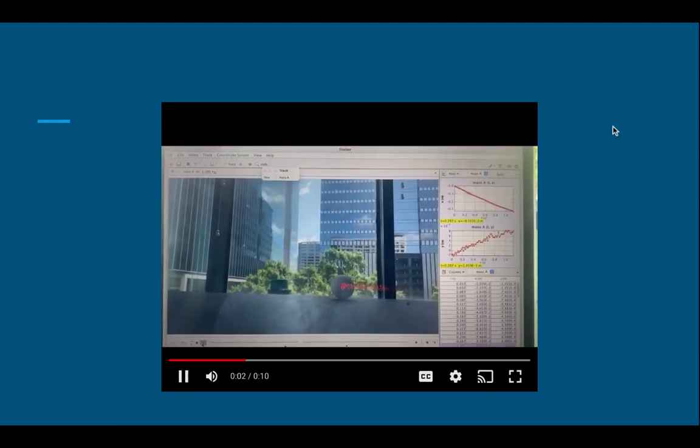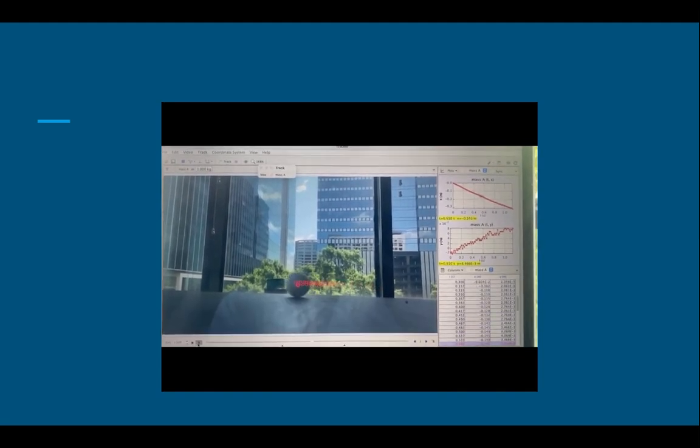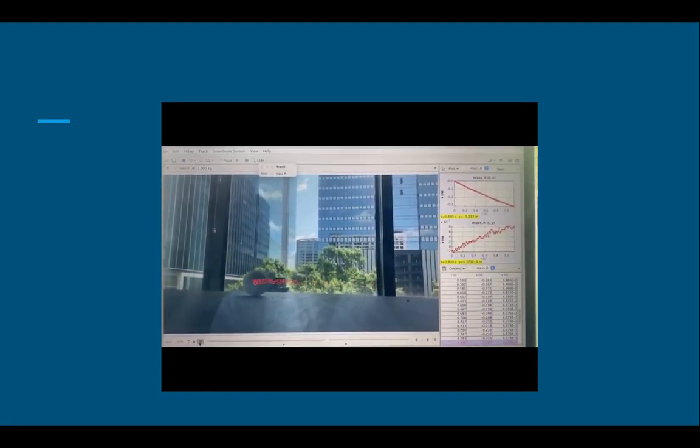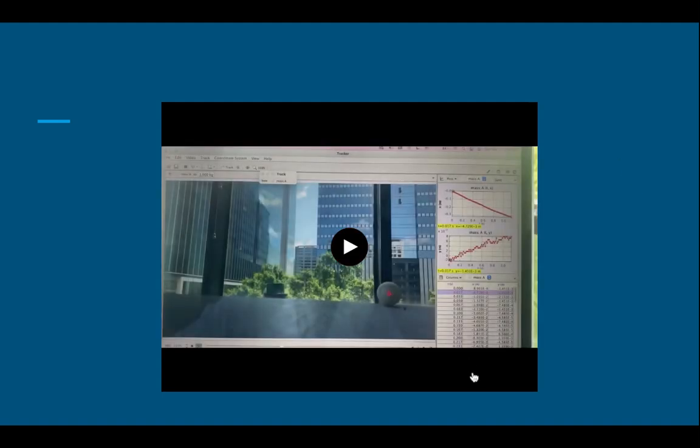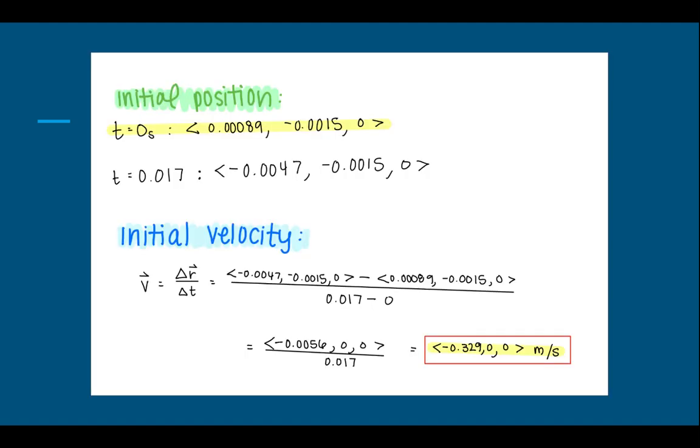This slide illustrates the experiment of rolling a ping pong ball straight across the table. The software Tracker was used to record the object's position and time as the ball rolled. The values obtained from Tracker allowed for the initial position and the initial velocity to be found, as illustrated here. The initial position was found by looking at the x and y values in the table in Tracker at time equals 0 seconds, and the initial velocity was found by taking the first two positions, subtracting them, and dividing that vector by the delta t between times 1 and 2.